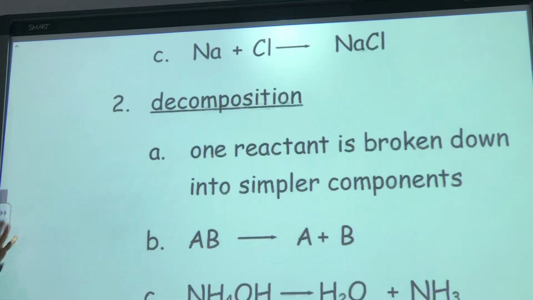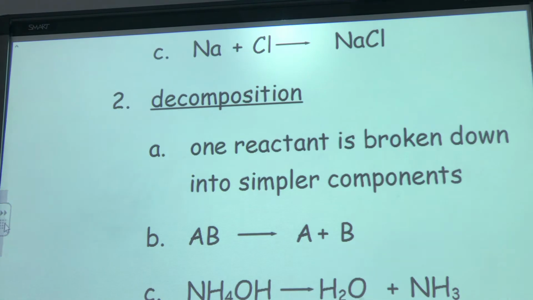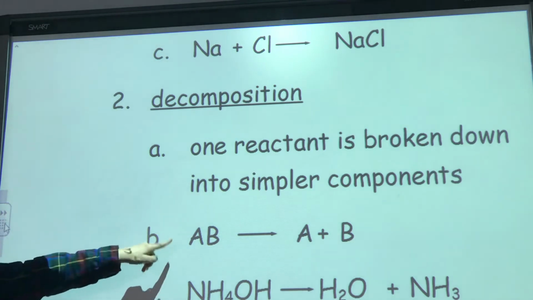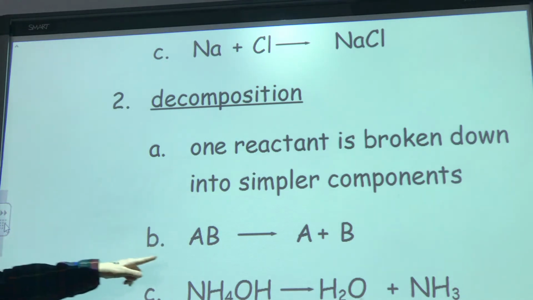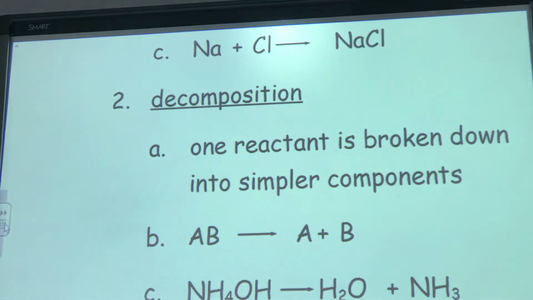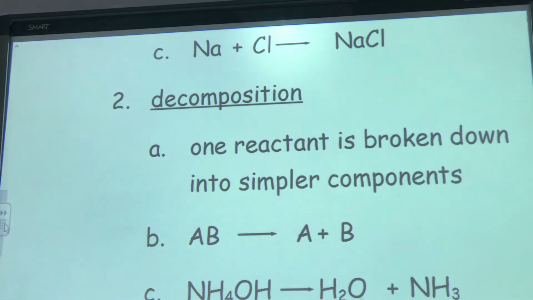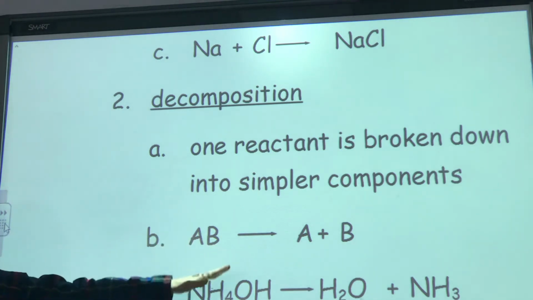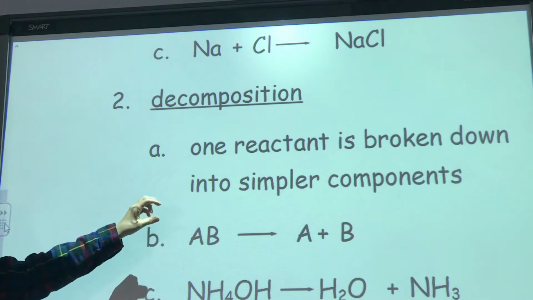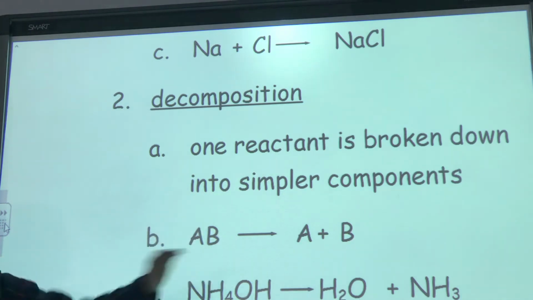The second type of chemical reaction is the opposite of synthesis or combination. It is a decomposition reaction. And this is when we take one reactant and it is broken down into its simpler components. Okay, so we have compound AB. We're just basically reversing what we just did with synthesis. We have compound AB. We're breaking it down into product A and product B.